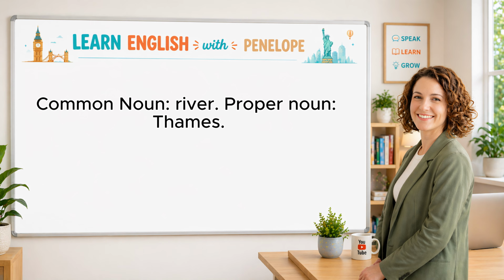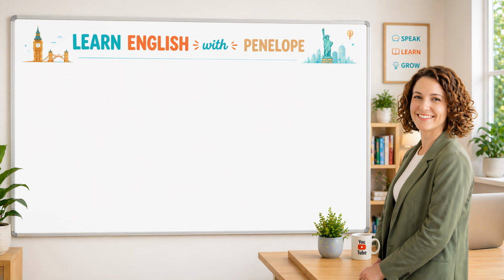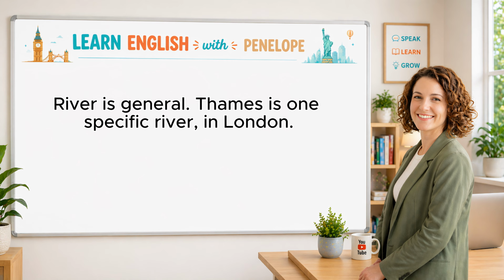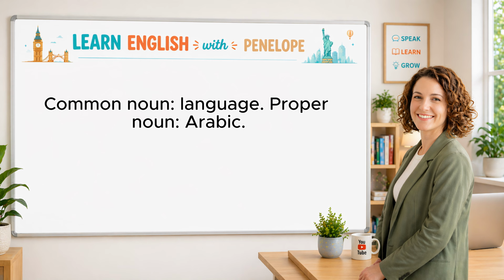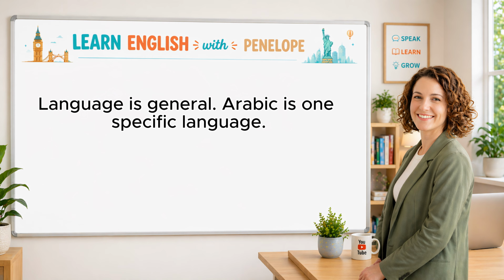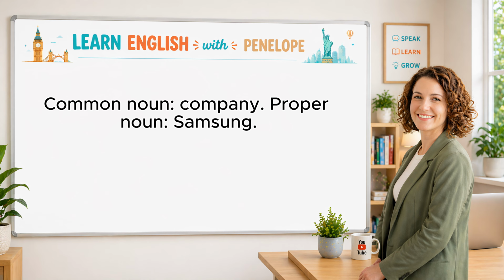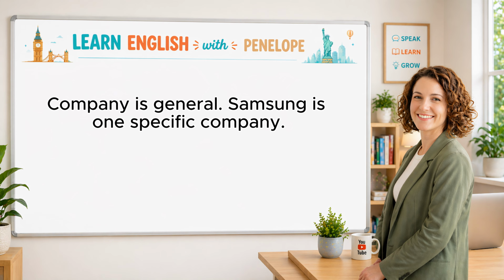Common noun, river. Proper noun, Thames. River is general. Thames is one specific river in London. Common noun, language. Proper noun, Arabic. Language is general. Arabic is one specific language. Common noun, company. Proper noun, Samsung. Company is general. Samsung is one specific company.